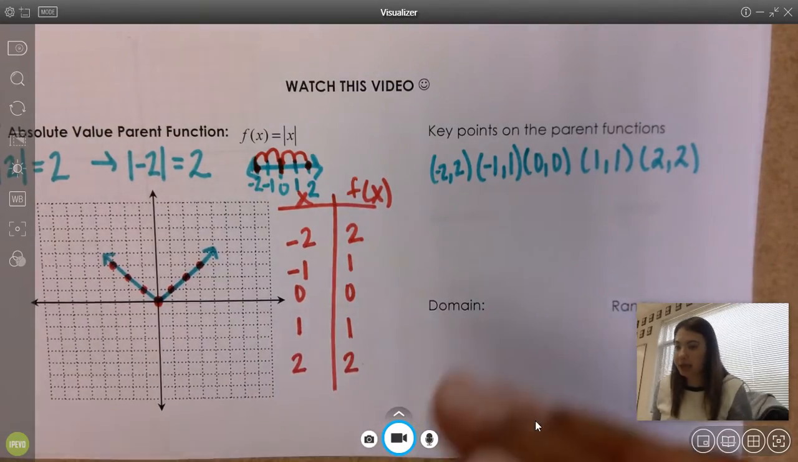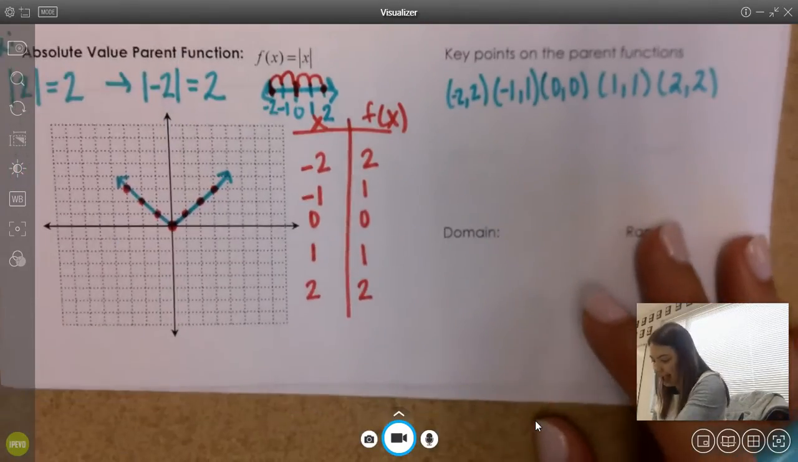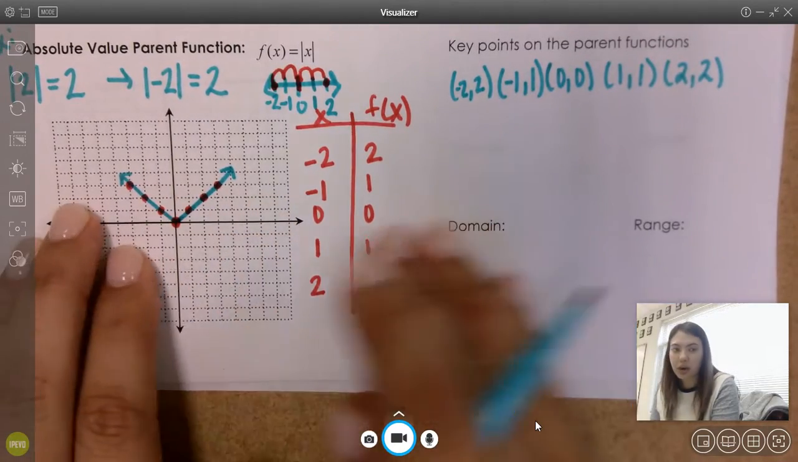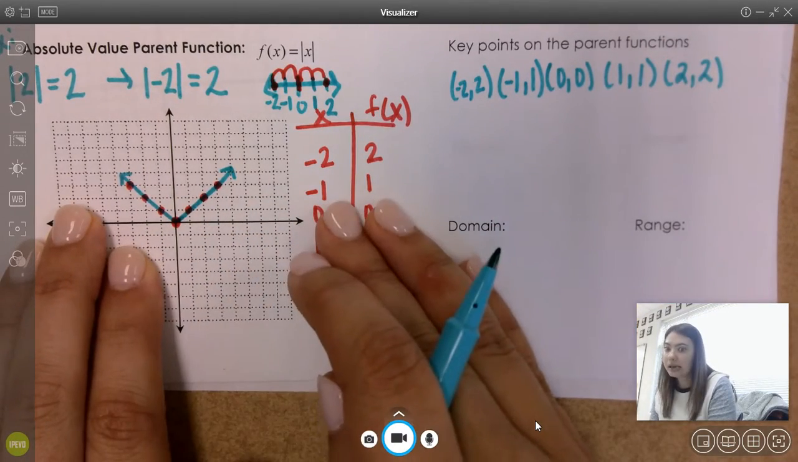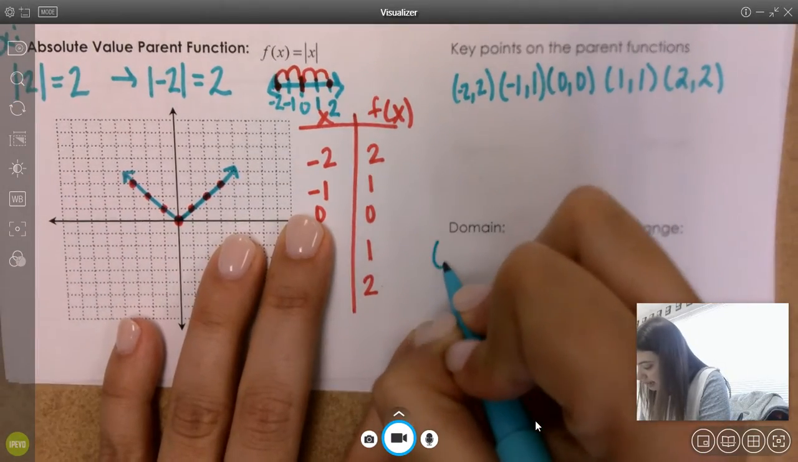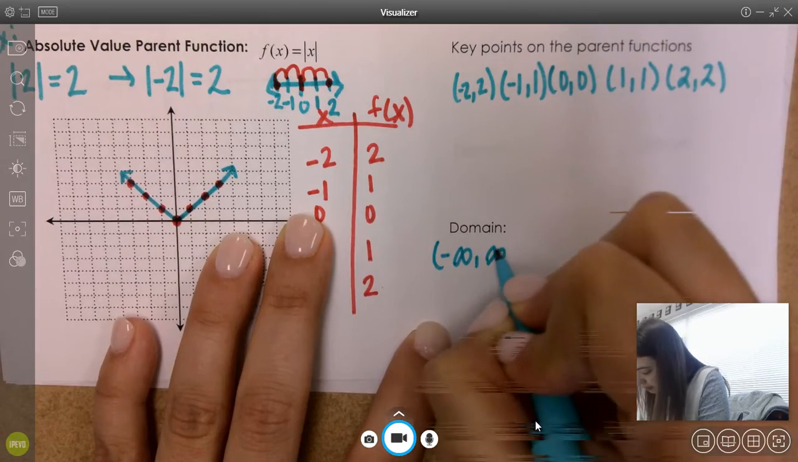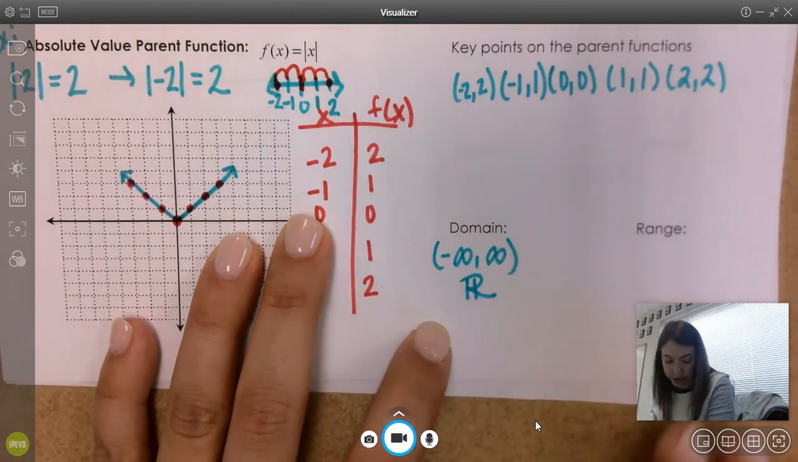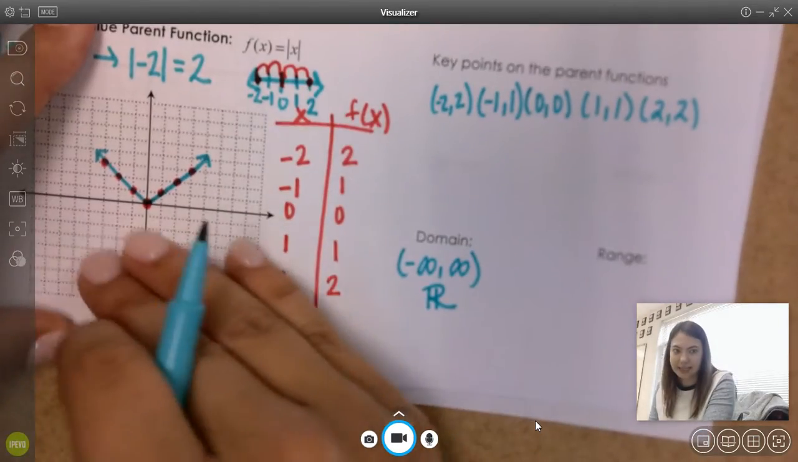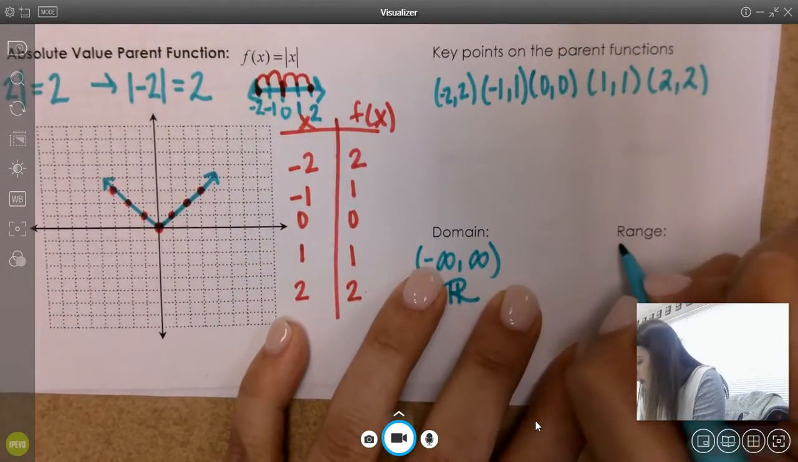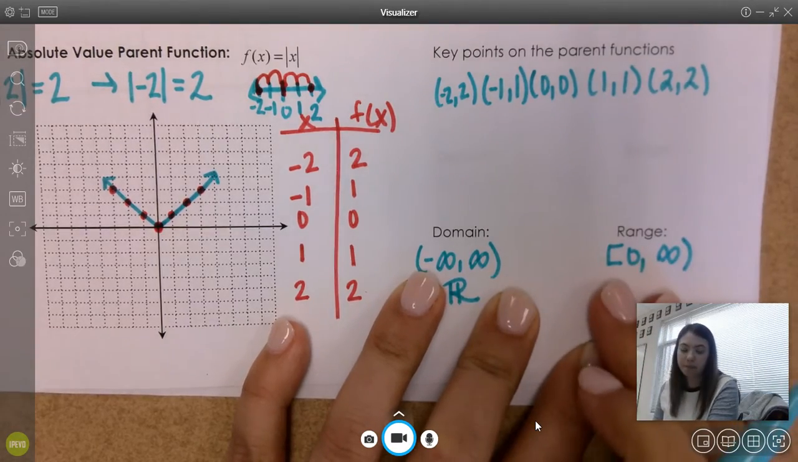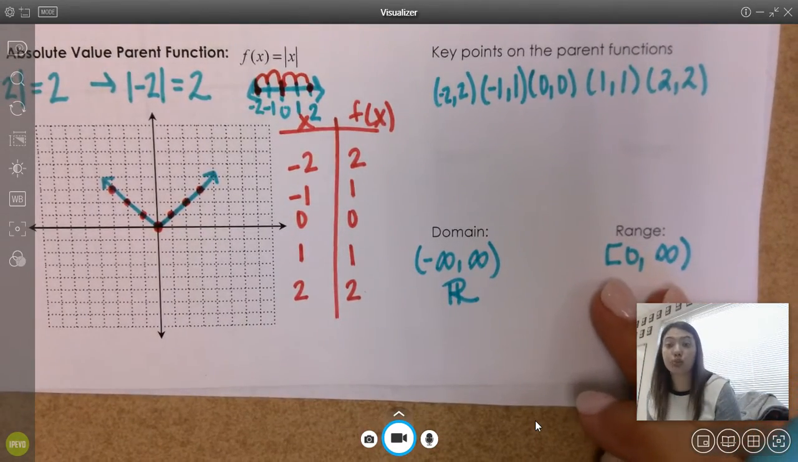Now, with domain and range, not a whole lot happens here, right? Because if you think about it, in terms of x, your x could be anything positively and anything negatively. So our domain, we're still looking at this of -infinity to +infinity, right? All real numbers. And our range, if you take a look at this parent function, nothing's happening down below right here. So our range is also from 0 to infinity with, remember, that interval notation is super important.